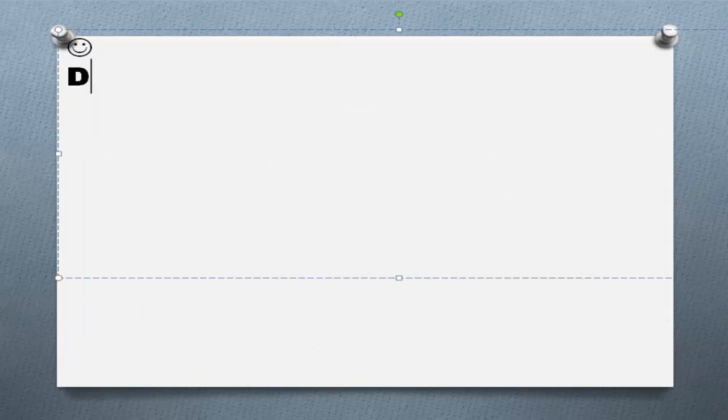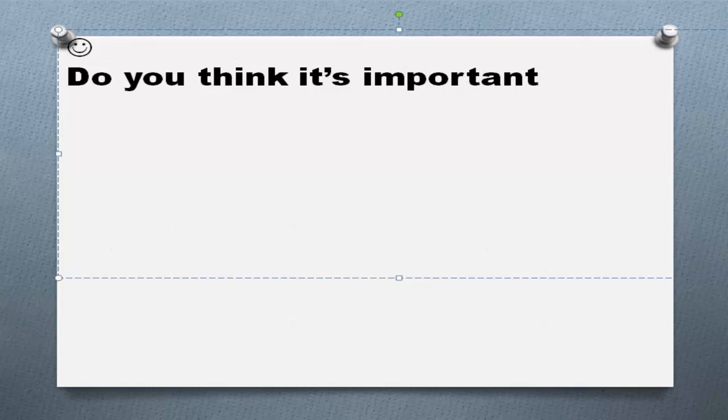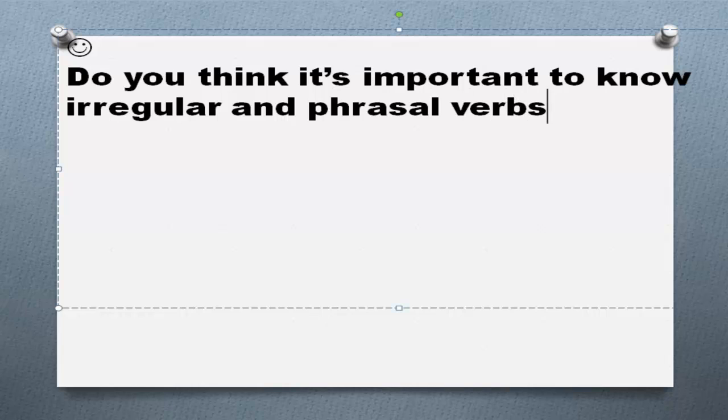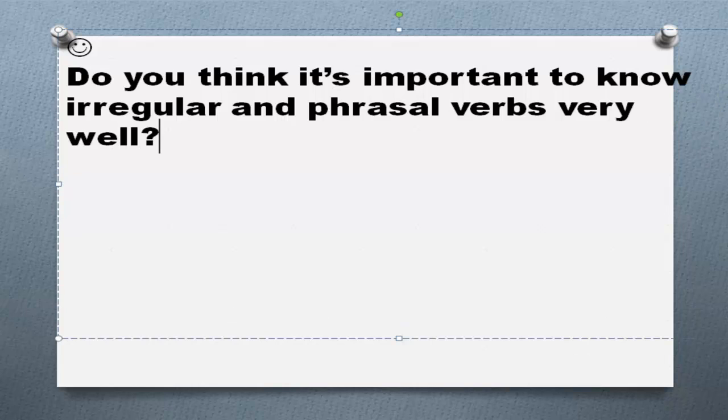Окей. Do you think, вы думаете, do you think it's important to learn irregular verbs, to know, I think not to learn, это учить, to know irregular and phrasal verbs. Неправильные и фразовые глаголы. Very well. Do you think it's important to know irregular and phrasal verbs very well?